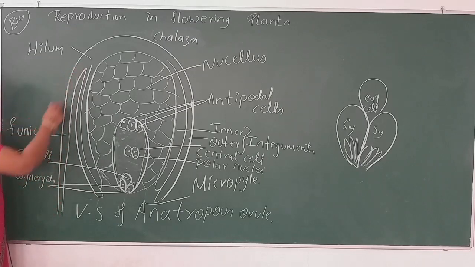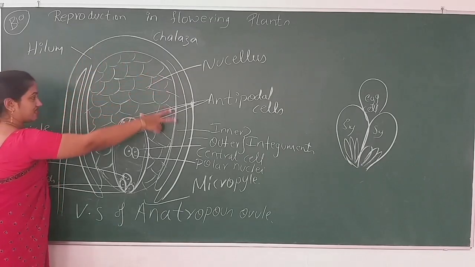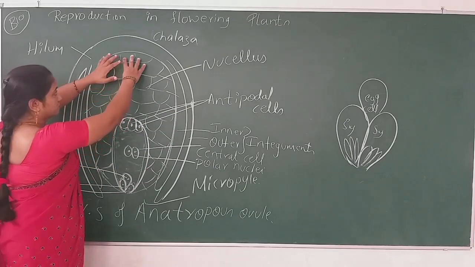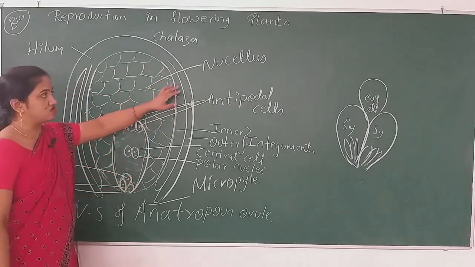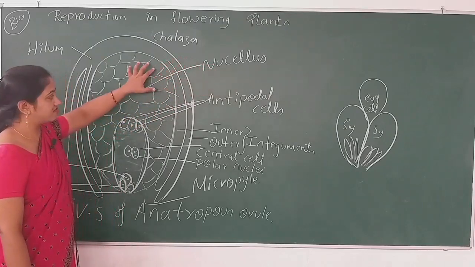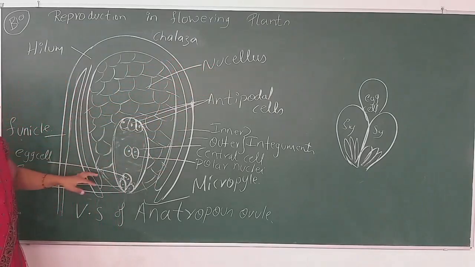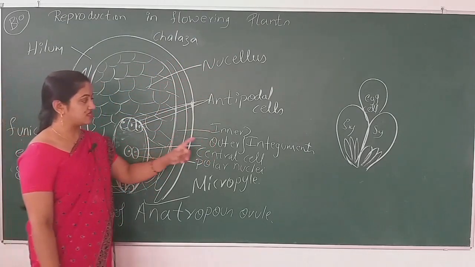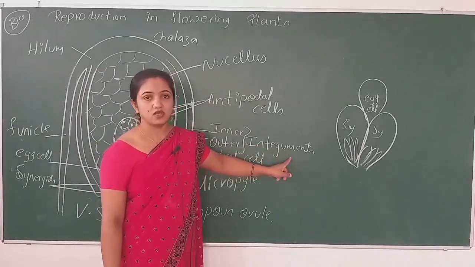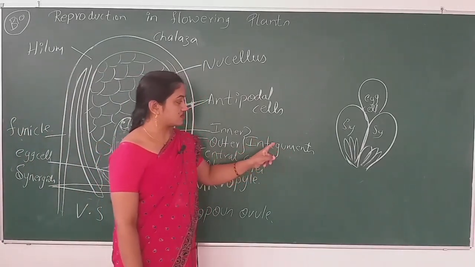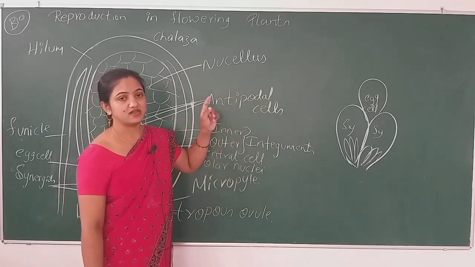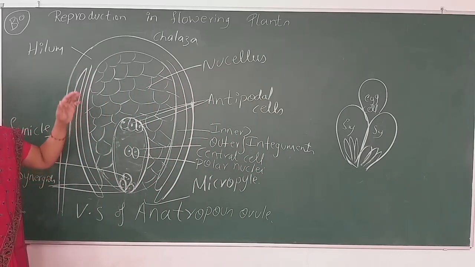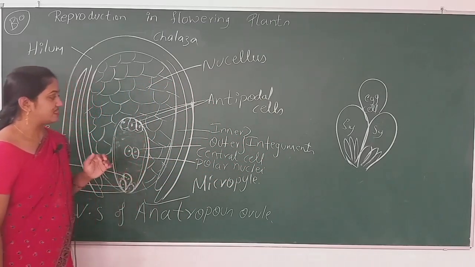A stalk is there, no? One funicle. The body has a few parts. The innermost part is known as nucellus. The nucellus is covered by two layers, two integuments, that is inner integument and outer integument. After fertilization, these integuments develop into seed coat. The outer layer is known as testa and the inner layer is known as tegmen, and the tegmen and testa protect the seed or embryo when it is in a seed condition.